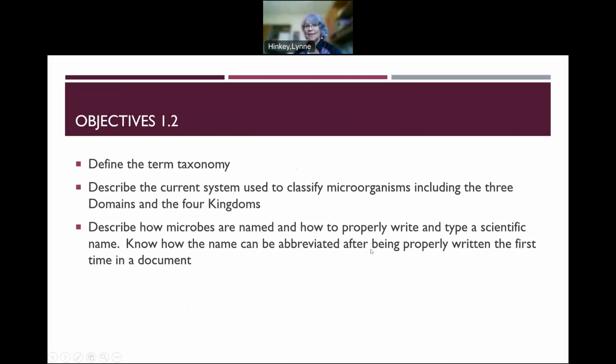Okay, so that first letter of the genus, always capitalized. First letter of species, always lowercase. So the whole species name is always lowercase. We write out the whole thing the first time we encounter it. And after that, we can abbreviate. Just use the capital letter of the genus and then write out the species name, starting with lowercase.